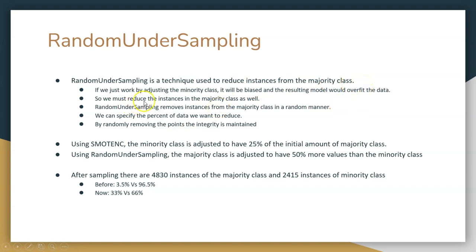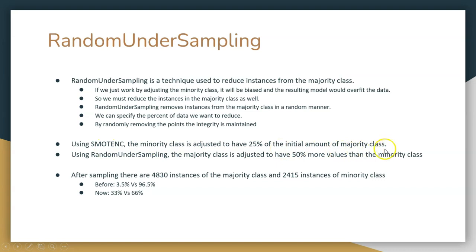right? If we adjust only the minority class, it will still be biased, right? Because we have not adjusted the majority class. We must adjust both the minority class as well as the majority class, right? So random undersampling removes instances from the majority class, and this is done in a random manner, right? By removing the necessary points, the integrity is maintained. Please note that.